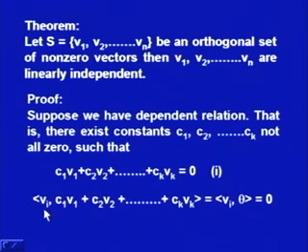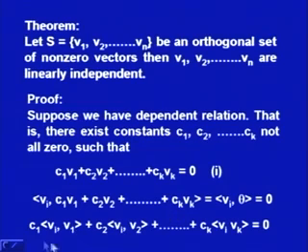So, we can say here that if we take the inner product of this with respect to vi, on the right hand side the inner product of vi comma 0 is 0, so that is not a problem. We will take vi comma c1 v1 plus c2 v2 plus ck vk. This can be simplified as c1 into vi comma v1 plus c2 into vi comma v2 plus ck into vi comma vk is equal to 0.